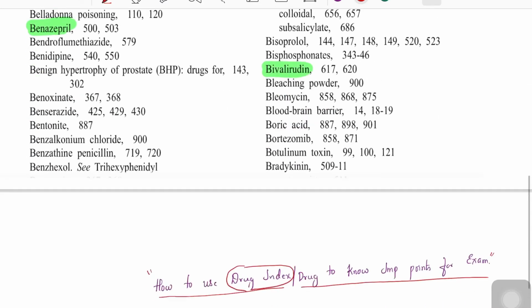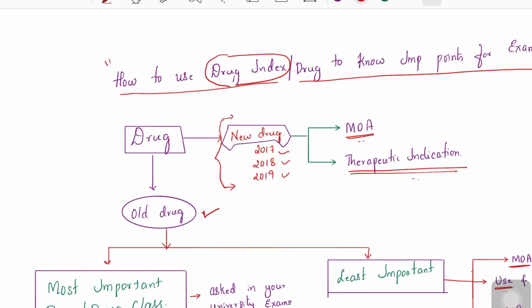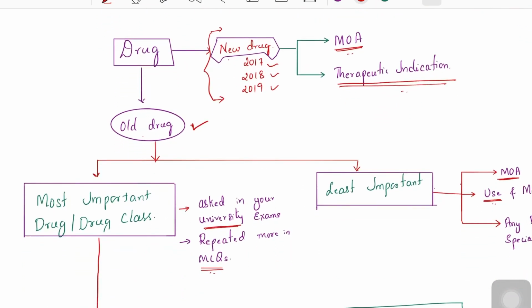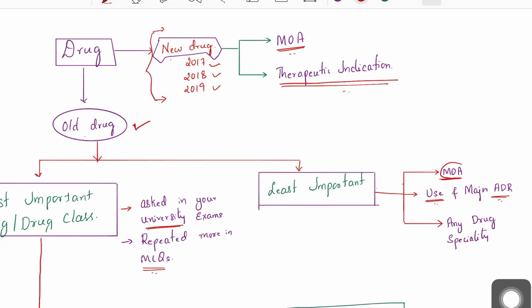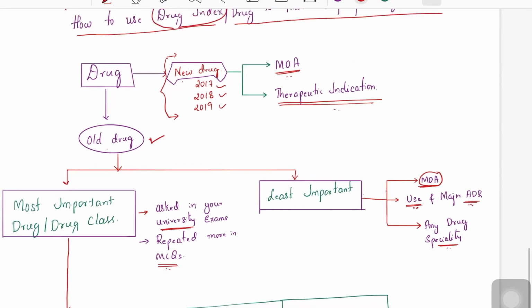So baclofen, if I analyze the drug baclofen, it's not a new drug, it's an old drug. It's not asked as a main question in an exam, so it is a least important drug. So what I want to know about this baclofen is the mechanism of action. It's a GABA B agonist, used mainly as a central skeletal muscle relaxant. There is no major ADR, no drug specialty to remember. So only two things are enough for baclofen. That is how you analyze.